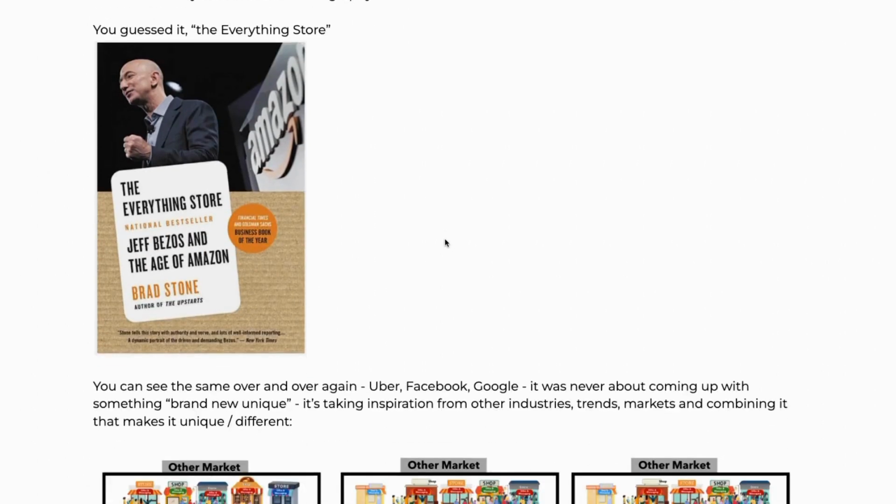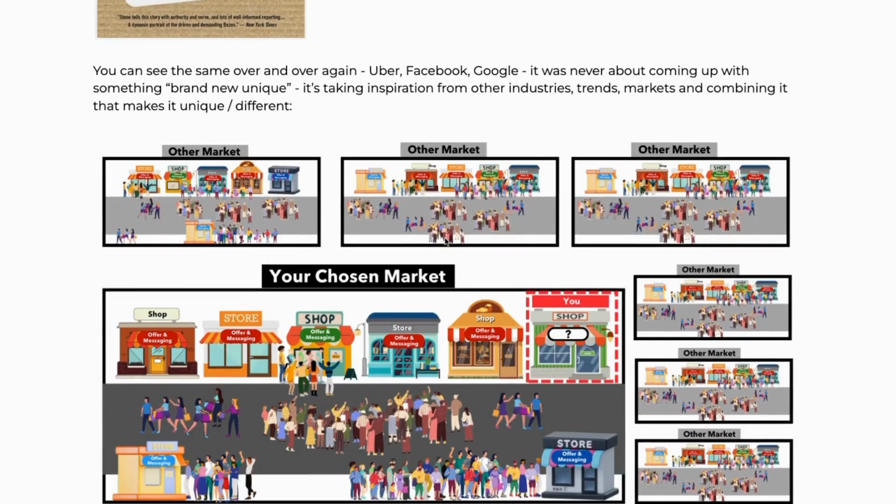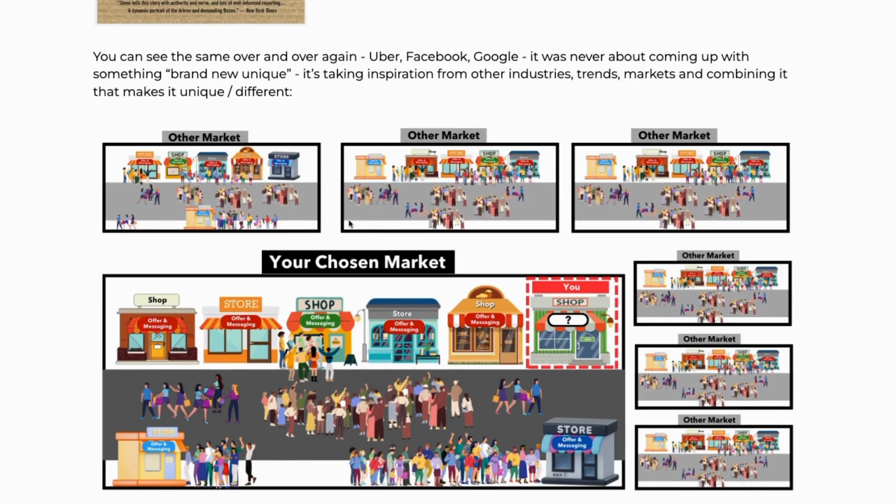And so you're going to see this over and over again, whether that be Uber, Facebook, Google. It was never really about coming up with something that was brand new or unique. It's all about rearranging different ideas from different verticals, industries, trends, and markets, and combining them. And then that combination is what becomes unique and different.